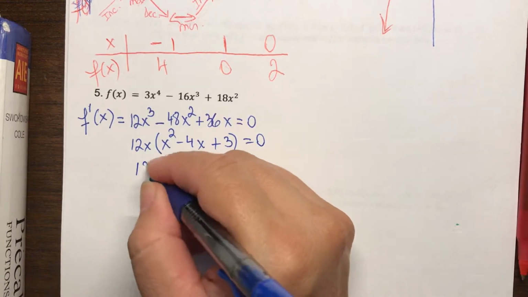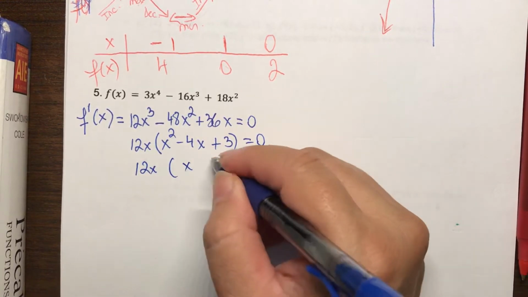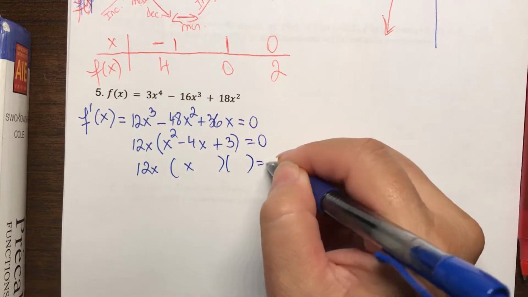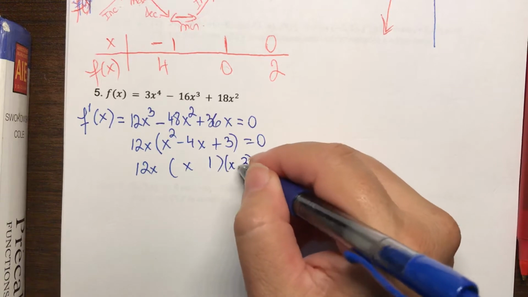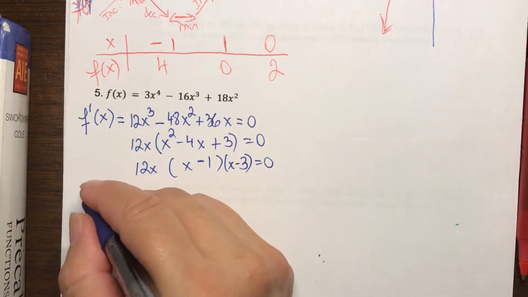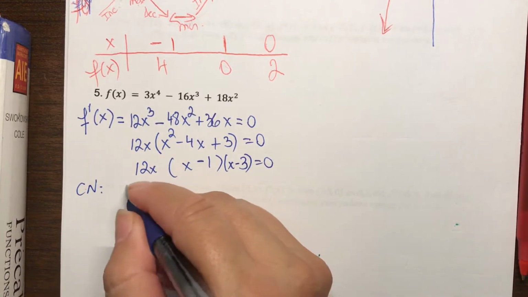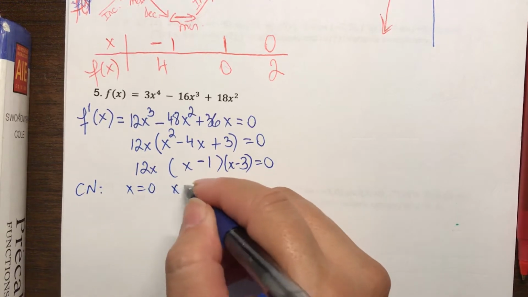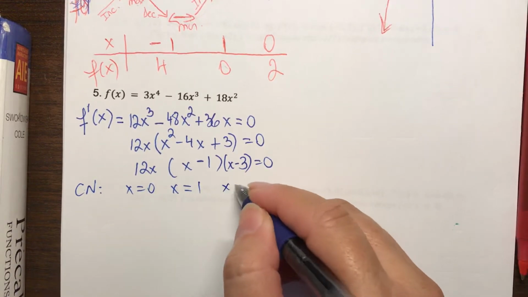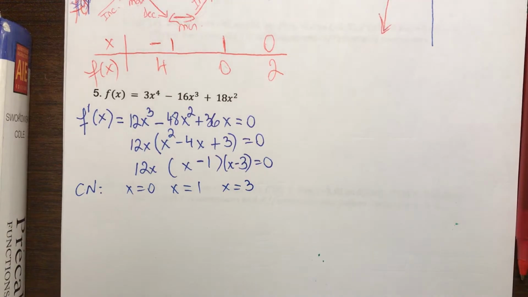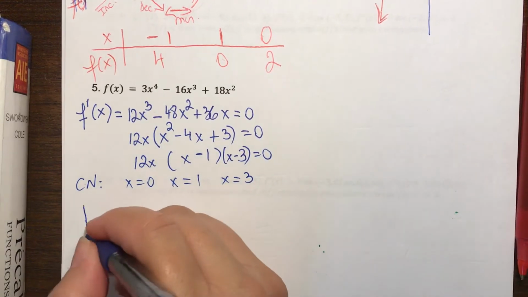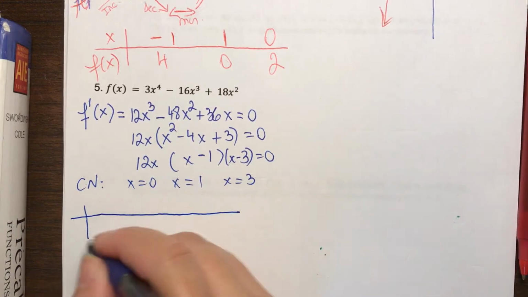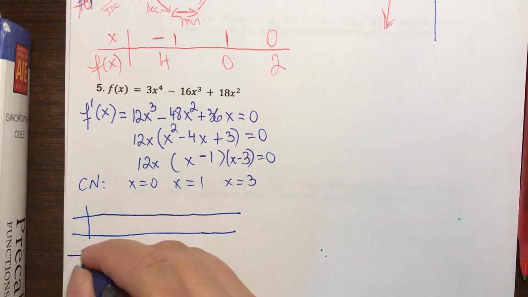Can we factor this some more? Sure enough, numbers to multiply to 3 and add to 4 are 1 and 3, both with a negative. So the critical numbers, as you see, are x equals 0, x equals 1, and x equals 3. Okay, so let's put these in order to make a sign diagram.